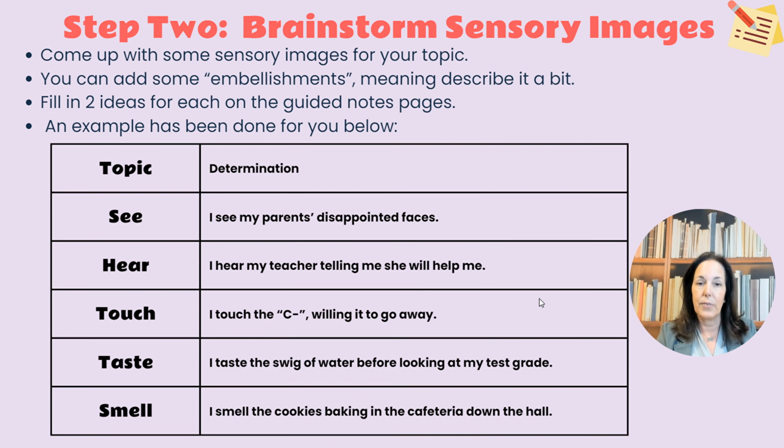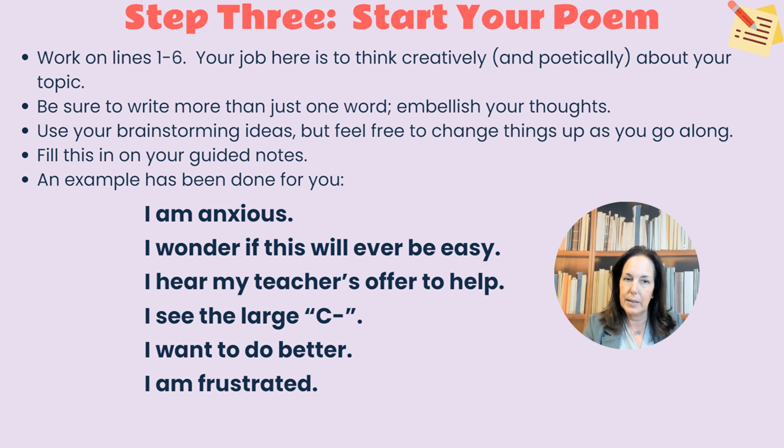Step 3 is to start your poem. You're going to work on lines 1 through 6. Your job here is to think creatively and what we would call poetically about your topic. So you're not just thinking literally, you're thinking creatively. Be sure to write more than just one word, embellish your thoughts. Use your brainstorming ideas, but feel free to change things up as you go along. That's all part of the poetry writing process, okay? So you're going to fill this in on your guided notes, and here's my example that I did for you.